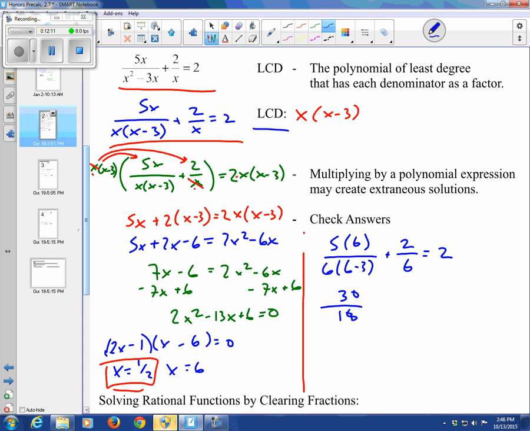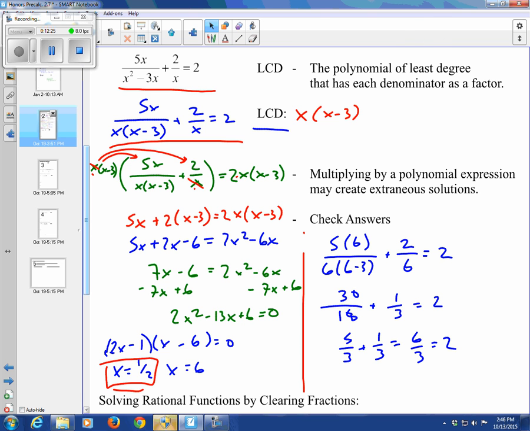Oops, 18 is a little weird there, that's okay. And then right here we've got 1/3 equals 2. Now I can reduce that to 5/3 plus 1/3, which would equal 6/3, which does equal 2. So this is actually a solution as well, right?